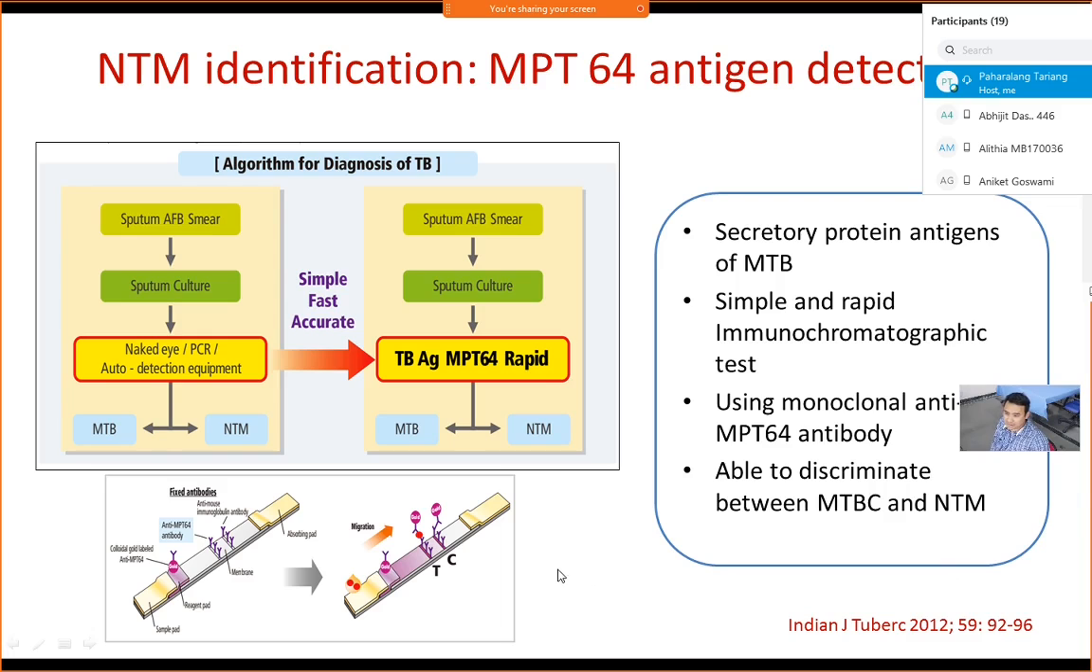Okay, now next is the MPT64 antigen, which is significant, which is able to discriminate between Mycobacterium tuberculosis and NTM. This is more specific for Mycobacterium tuberculosis. So the algorithm is you do a sputum AFB smear and a sputum culture, and then what you can do is you can do a TB antigen with the MPT64 rapid antigen test, and that will tell you whether it is Mycobacterium tuberculosis or NTM.